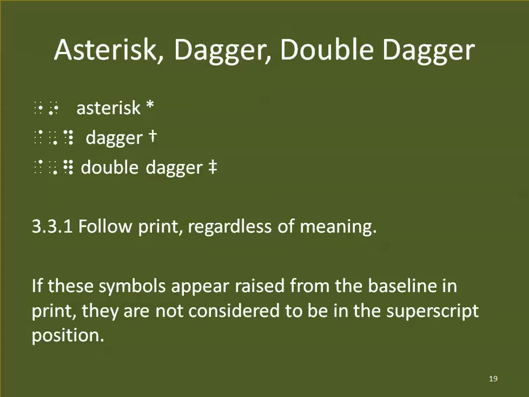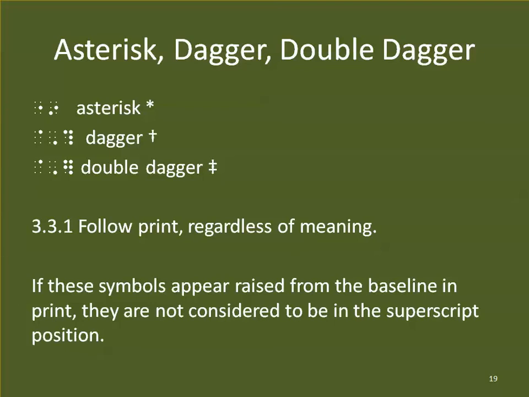Our next symbol is actually a group of symbols, the asterisk, dagger, and double dagger. The asterisk is, again, dot 5 and then 3, 5. The dagger is 3 cells, and it's dot 4 and then dot 6 and then 1, 4, 5, 6. The double dagger is 3 cells as well. It is dot 4 and then dot 6 and then dots 1, 2, 4, 5, 6.